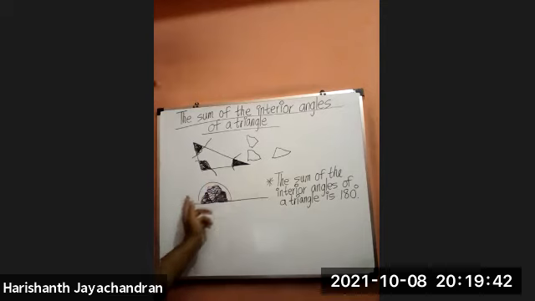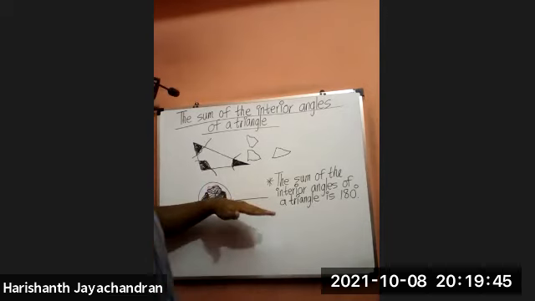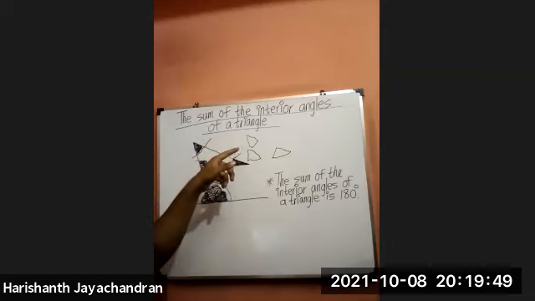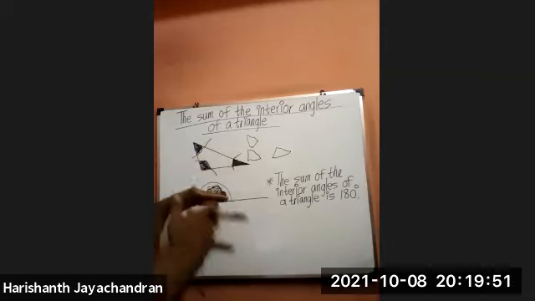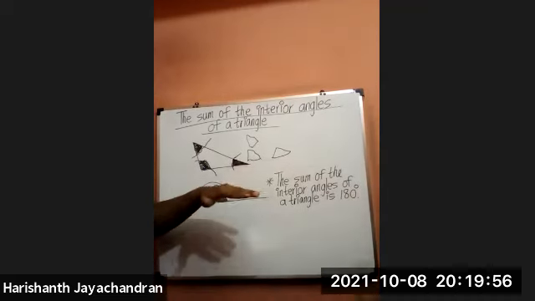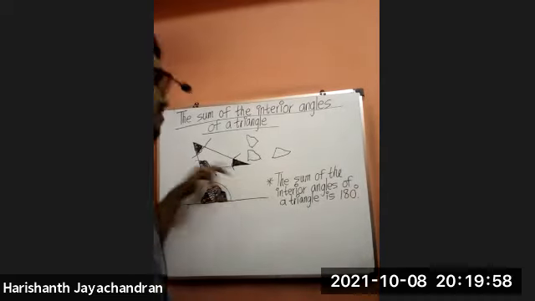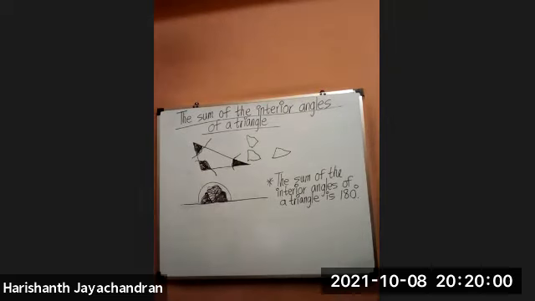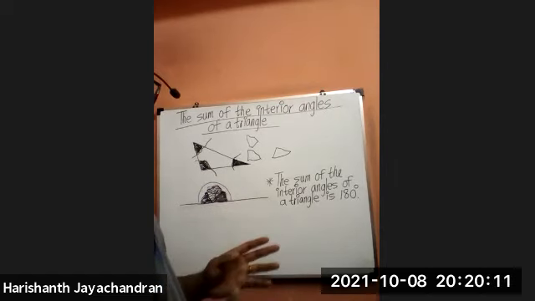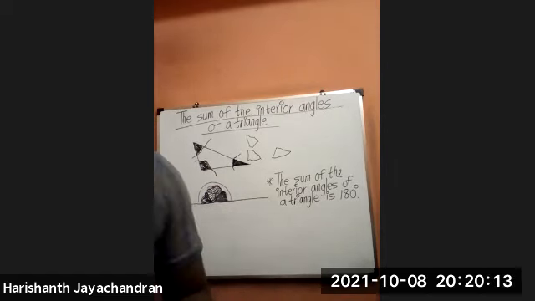So by placing it in this way, if we are able to get all these three cut pieces placed on the straight line, then it actually means that all these three interior angles are equal to 180 degrees. So the sum of the interior angles of a triangle is what? Is 180 degrees.